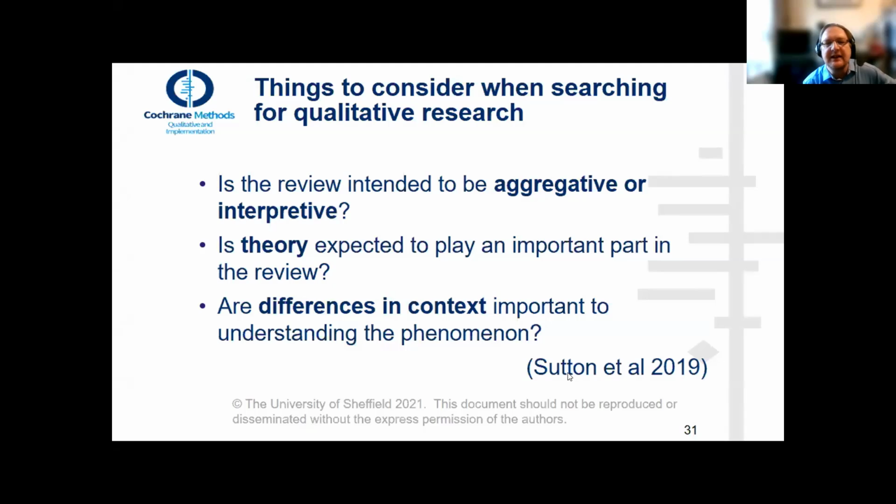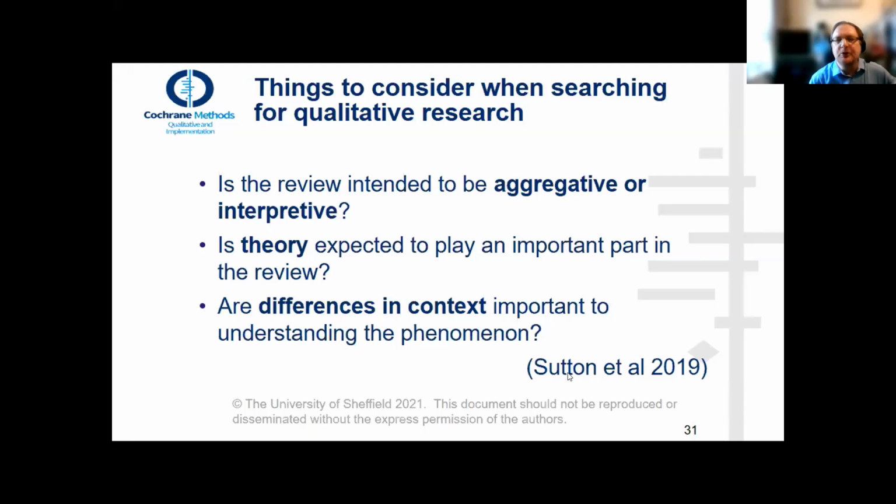A second consideration is, is theory expected to play an important part in the review? So do you need to be able to make links to mid-range theories, such as the theory of planned behavior, for example? And the third is, are differences in context important to understanding the phenomenon? This very much relates to the setting that you have. You can imagine that the control of the context that takes place in an operating theatre, for example, across multiple countries is much closer to a shared context than, for example, smoking cessation across numerous different public health systems. So if the environment is controlled, then the contextual differences are less likely to be important.